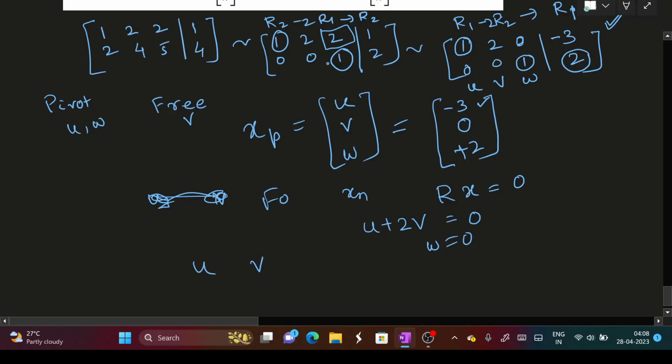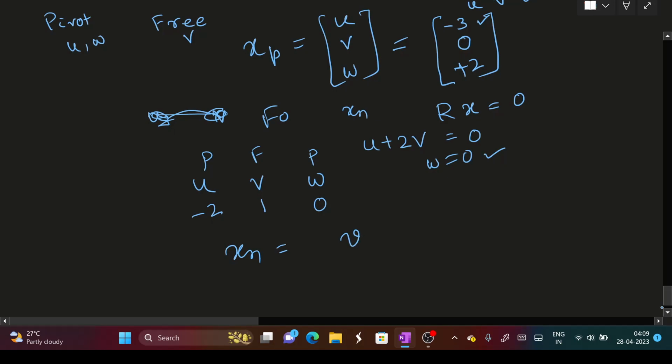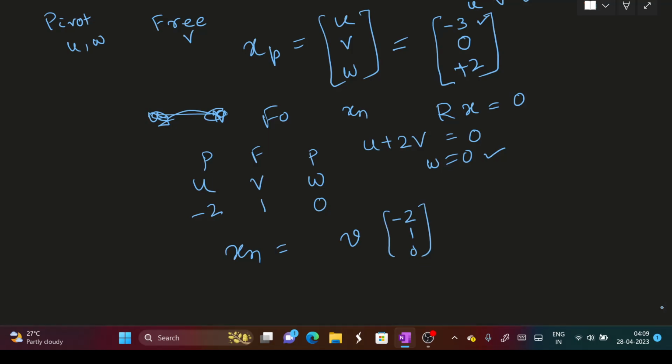There are three variables U, V, W. Which is the free variable? The free variable is V. There I will assign 1 and calculate the pivot variables. So it is free, it is pivot, it is pivot. Here, from this equation W is already 0 and from this equation U is equal to minus 2. So what is my Xn? Xn is equal to V times minus 2, 1, 0. This is my Xn.